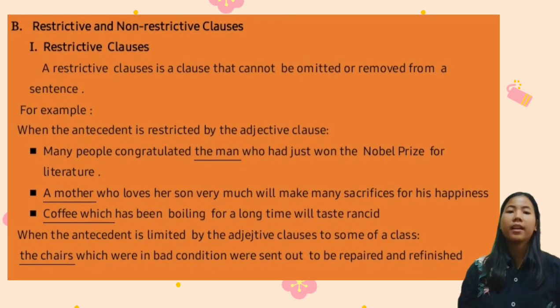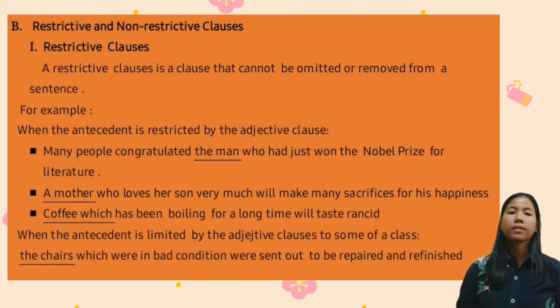The next, late in that evening they sent out for some coffee. The coffee, which had been boiling for a long time, tasted wretched. If made into a restrictive clause, it will have a different meaning: coffee which has been boiling for a long time will taste wretched. This antecedent is restricted by the preceding content.